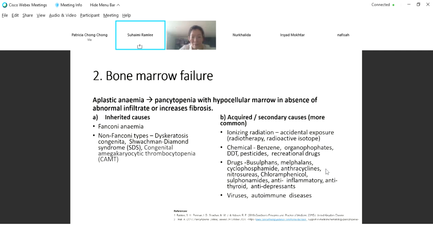For inherited causes, some of the causes include Fanconi anemia, dyskeratosis congenita, congenital amegakaryocytic thrombocytopenia, and Shwachman-Diamond syndrome. Acquired aplastic anemia can be caused by ionizing radiation, chemicals such as benzene, and drugs such as chemotherapy drugs, antibiotics, anti-rheumatic drugs, and anti-thyroid drugs.